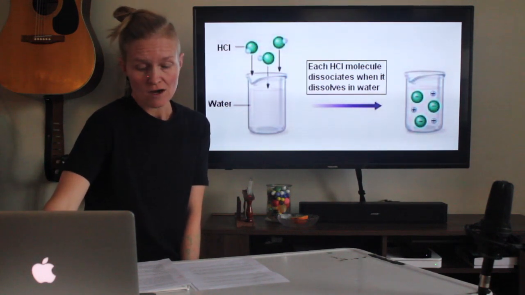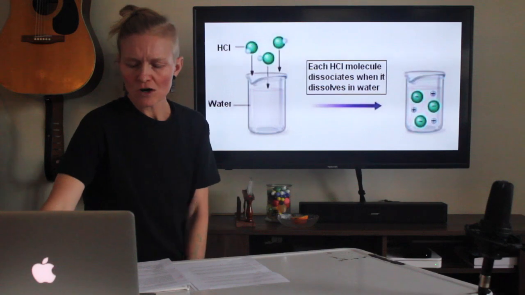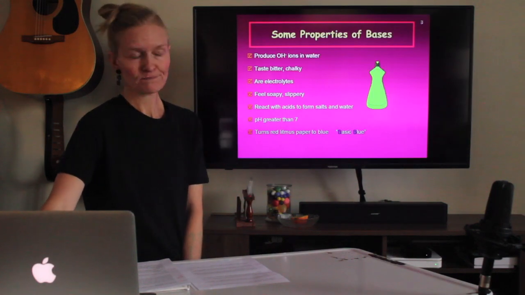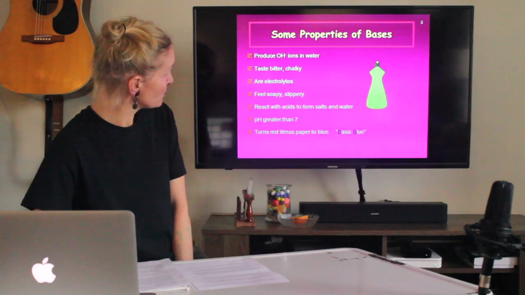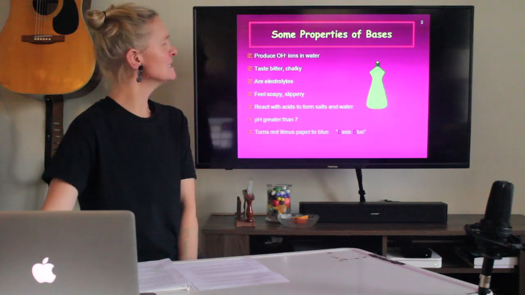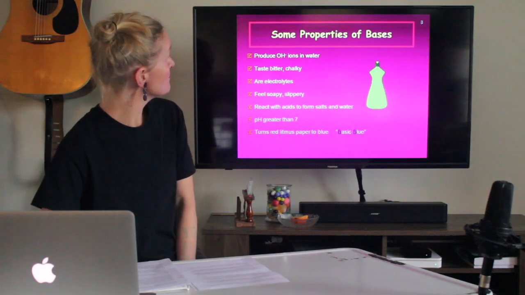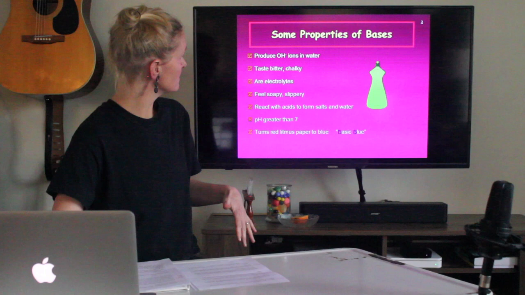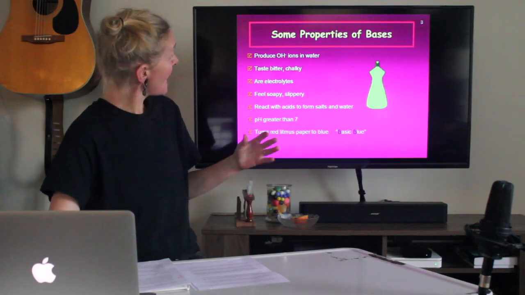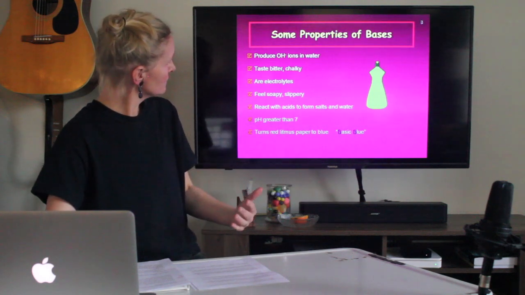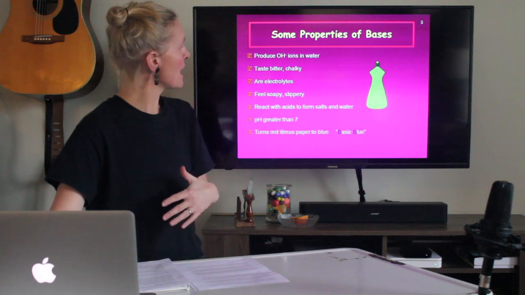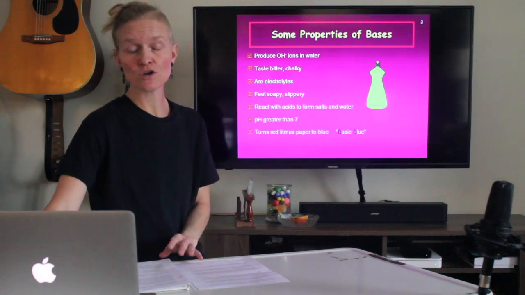So bases are different from acids, and they are almost the opposite of acids in many ways. Here are some properties of bases. They produce the OH negative ions in water. They taste bitter or chalky. They also dissolve into their electrolytes in water. They'll feel soapy or slippery on your skin. They react with acids to form salts in water. They have a pH greater than 7, and they will turn litmus paper blue, or it's called basic blue.